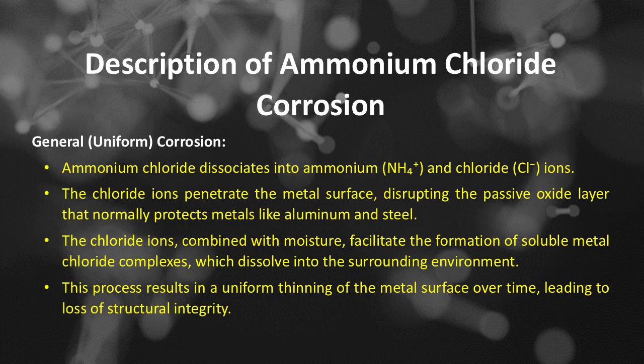The chloride ions penetrate the metal surface, disrupting the passive oxide layer that normally protects metals like aluminum and steel. The chloride ions, combined with moisture, facilitate the formation of soluble metal chloride complexes, which dissolve into the surrounding environment. This process results in a uniform thinning of the metal surface over time, leading to loss of structural integrity.